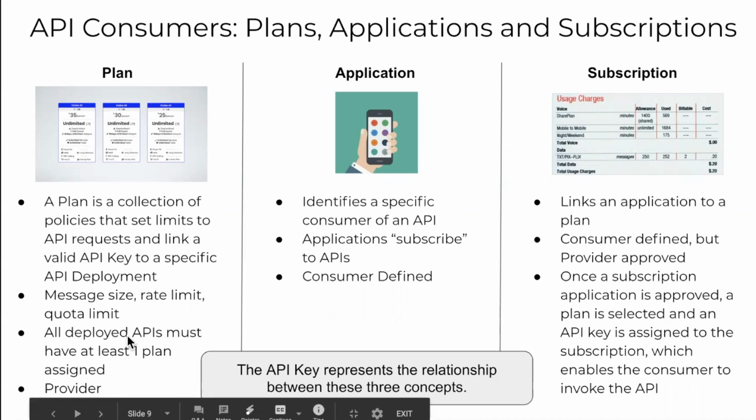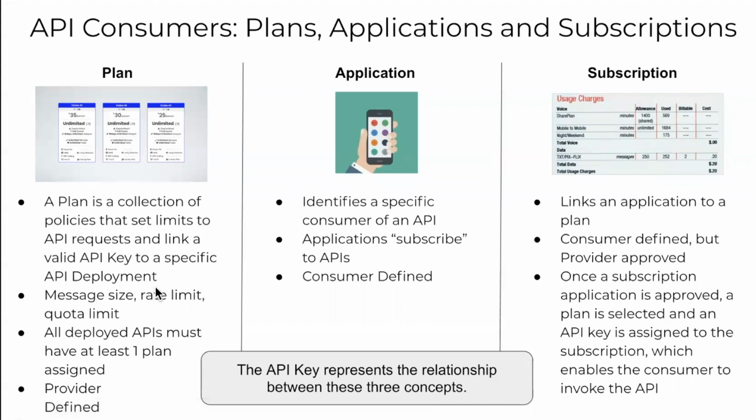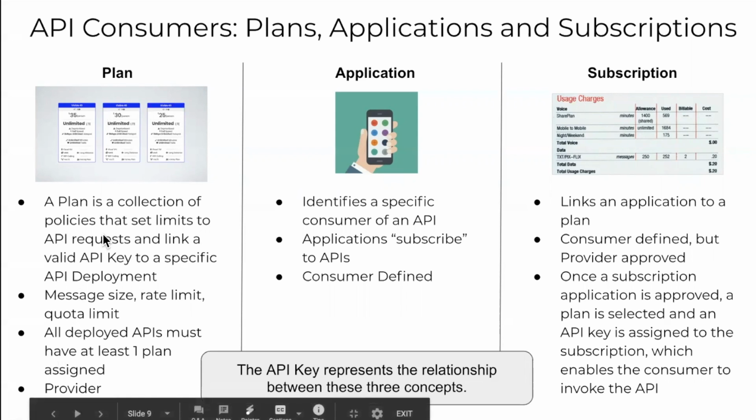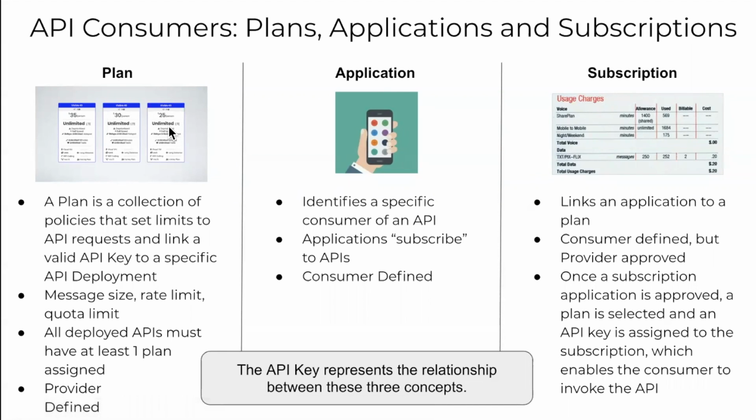So in our example, within API management, this is a collection of policies. And those policies are things like message size, rate limit, quota limit, things like that, okay? And one thing to note is all of your deployed APIs have to have at least one plan defined or assigned to it, okay? And these are provider defined. So similar to kind of the cell phone analogy, these aren't things that you and I define. These are things that Verizon, T-Mobile, AT&T, they define these things, okay?